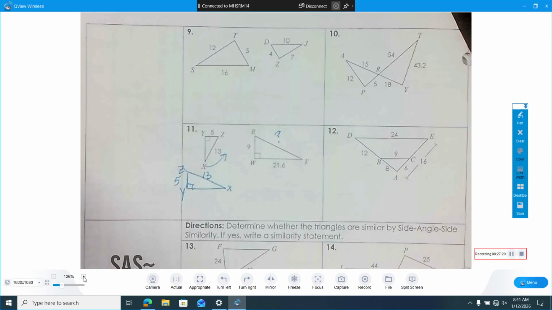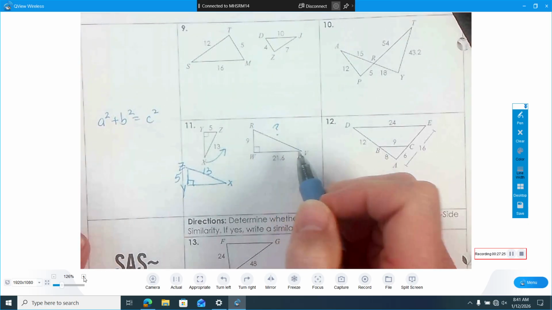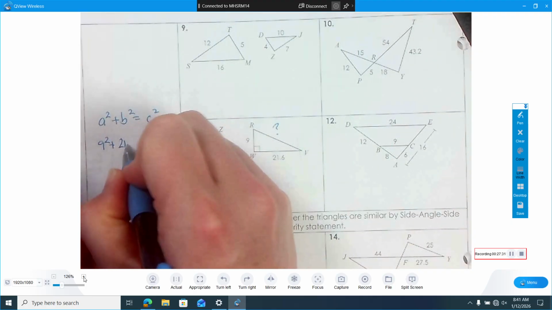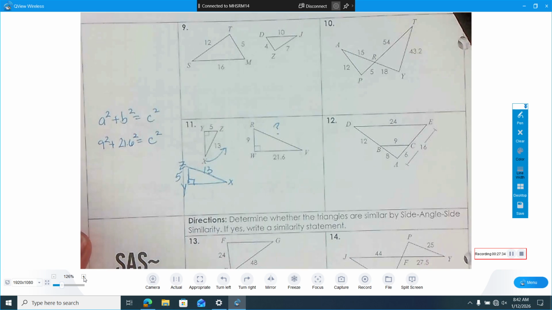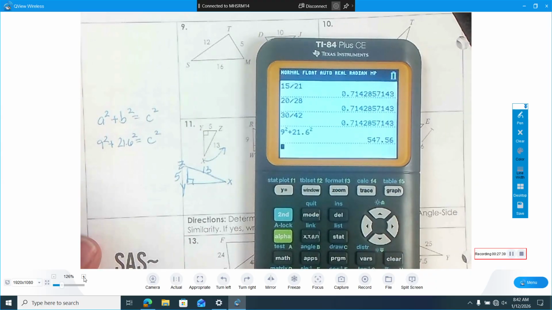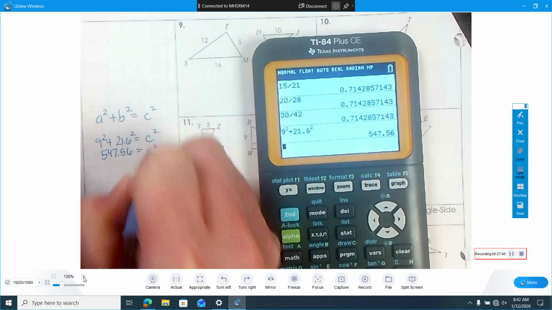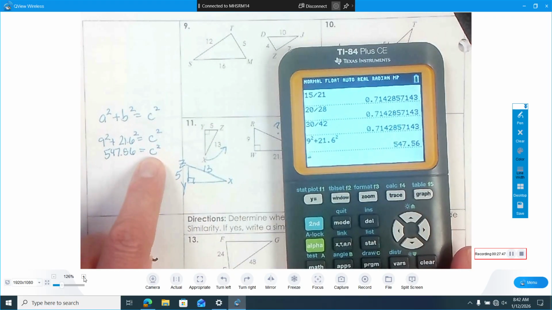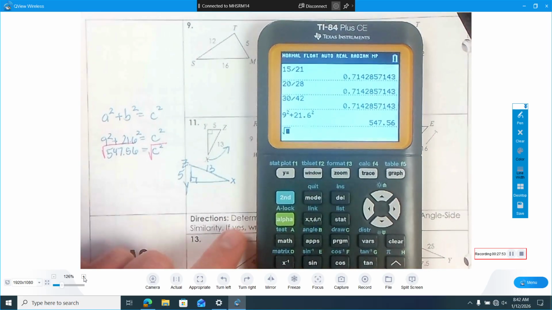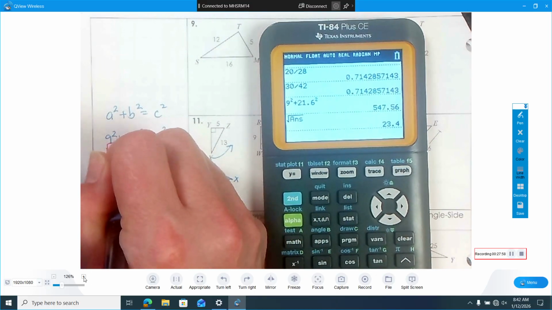The Pythagorean theorem, yes. A squared plus B squared must equal C squared. So I can do 9 squared plus 21.6 squared must equal my hypotenuse squared. 9 squared plus 21.6 squared is 547.56. What do I have to do to figure out the length of the hypotenuse? Square root both sides. I'm going to do the square root of my answer, and I get my hypotenuse for the big triangle is 23.4.